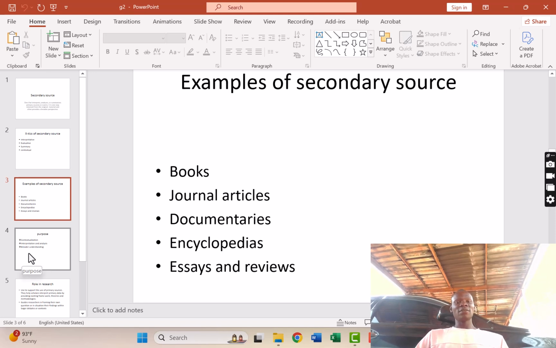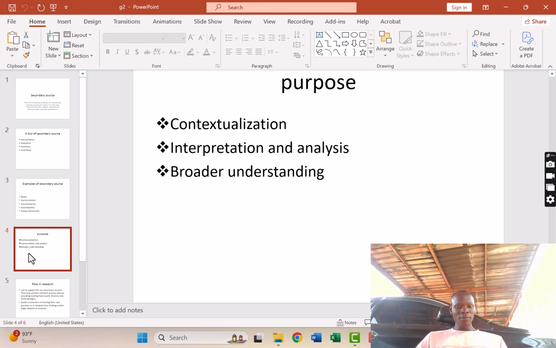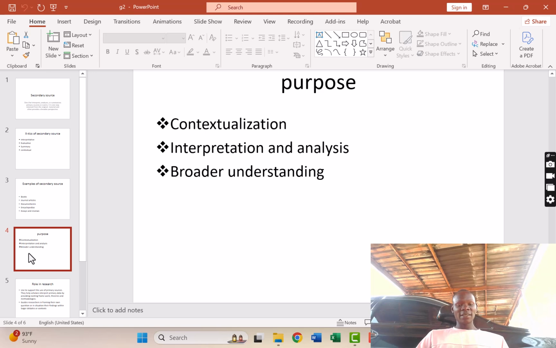Then also we have the purpose of secondary source. We have contextualization. Secondary sources provide the necessary context for primary data. They synthesize information to offer a wider understanding of a particular event or idea. We also have interpretation and analysis. They help researchers make sense of primary materials by providing expert commentary or comparative analysis. That is under interpretation and analysis.